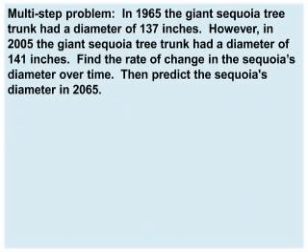Here we have, in 1965, the giant sycamore tree trunk had a diameter of 137 inches. However, in 2005, the giant sycamore tree trunk had a diameter of 141 inches. We want to find the rate of change in the sycamore's diameter over time. Then we want to predict the sycamore's diameter in 2065. Now, rate of change is a very important term, and that means the same as slope. So rate of change is calculated exactly the same way we calculate slope.